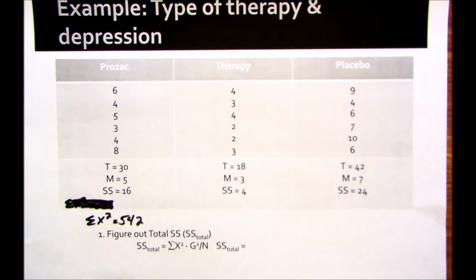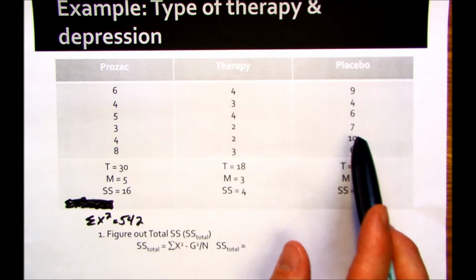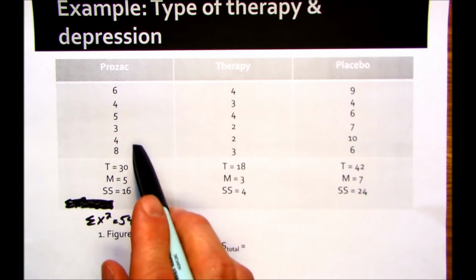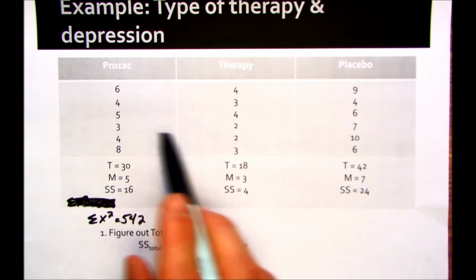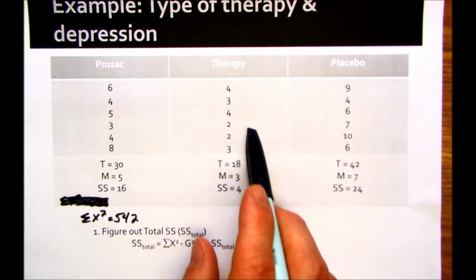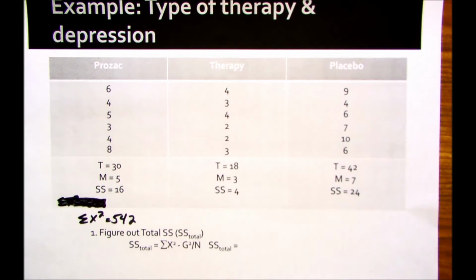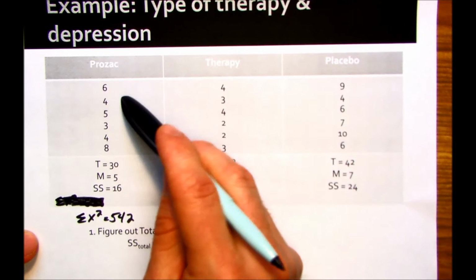For this example, we have 3 treatment groups for depression. We've got 6 people randomly assigned to get Prozac, and these would all be moderately depressed individuals, 6 to get cognitive behavioral therapy, and 6 to get a placebo. You'll see we've got our summary data for each of these.